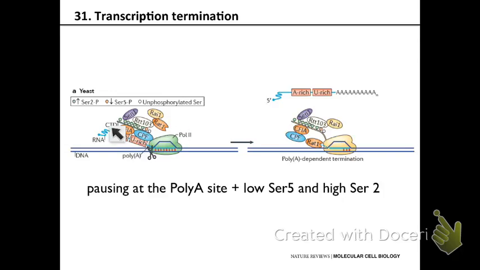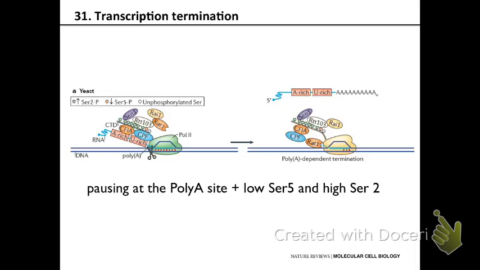Don't worry what their names are. It recruits a whole bunch of proteins that basically cleave the RNA and then put the poly A tail on, and then transcription is terminated and this RNA polymerase gets removed from the template. I didn't put too many details.